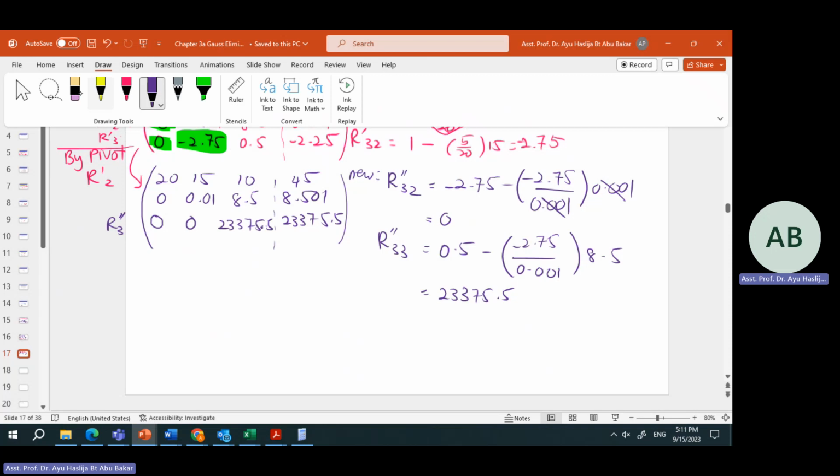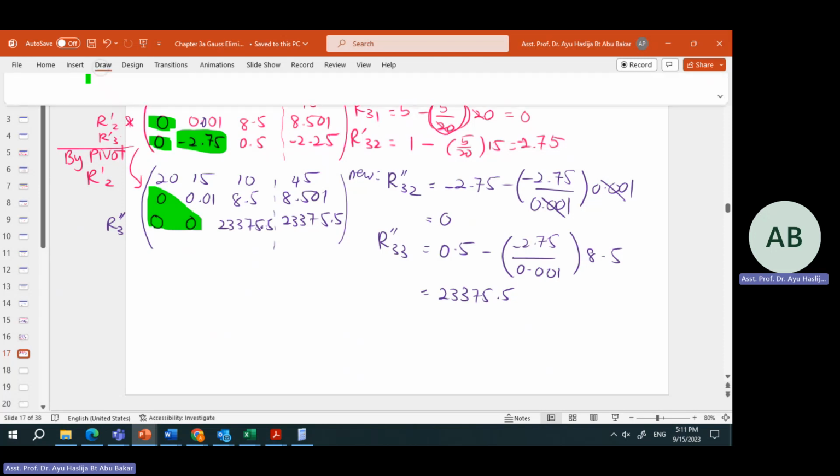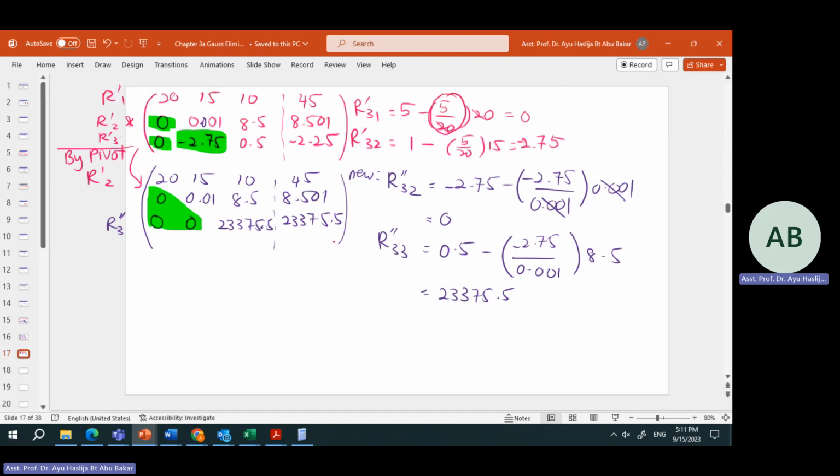Okay, now we have achieved our target to zero the bottom triangle. Finish the forward elimination part, the first step. Now, second step is the back substitution just now. What it means by back substitution is you have the matrix ready now. Okay, so you substitute back to the equation.